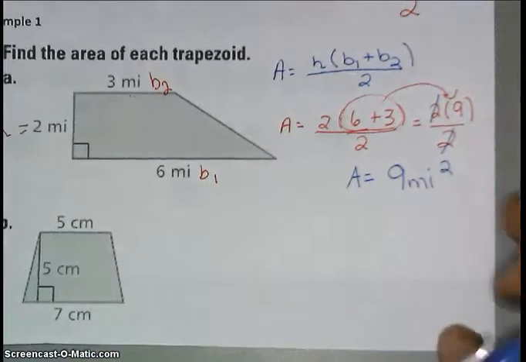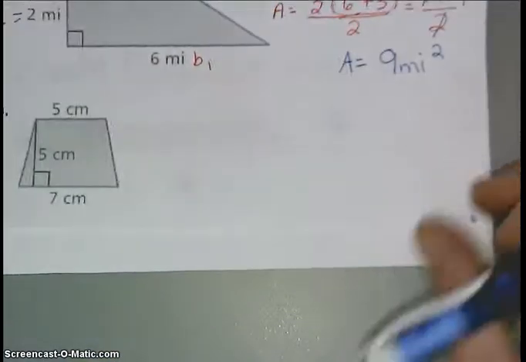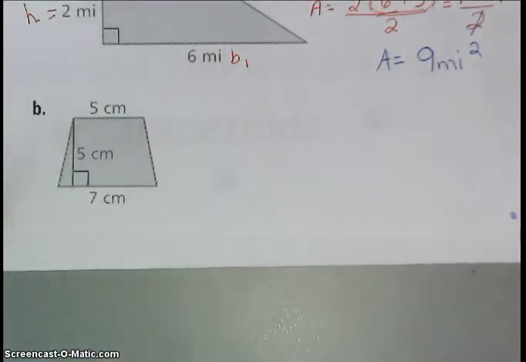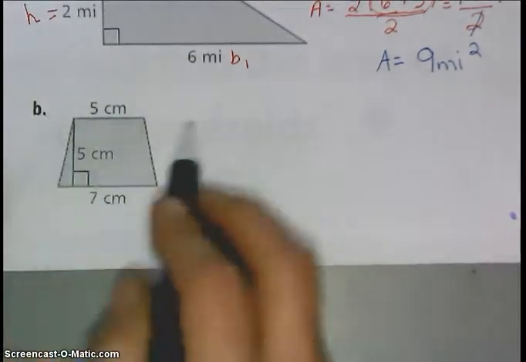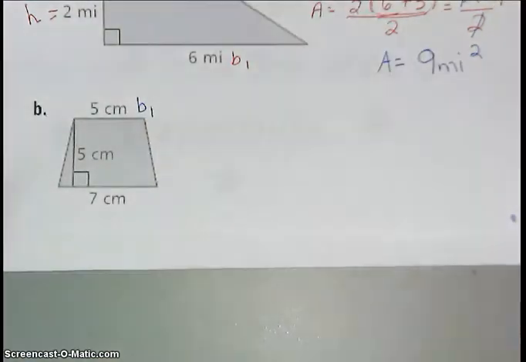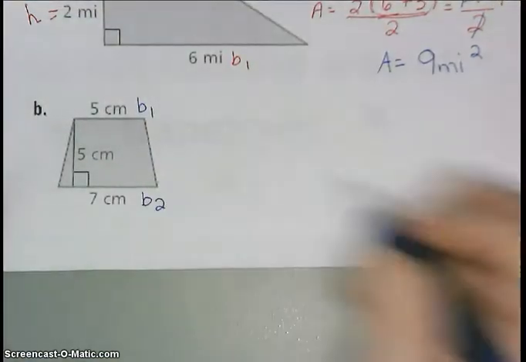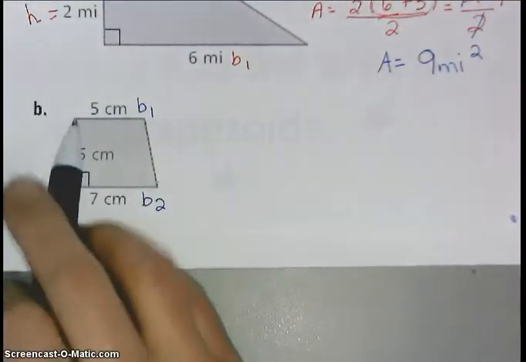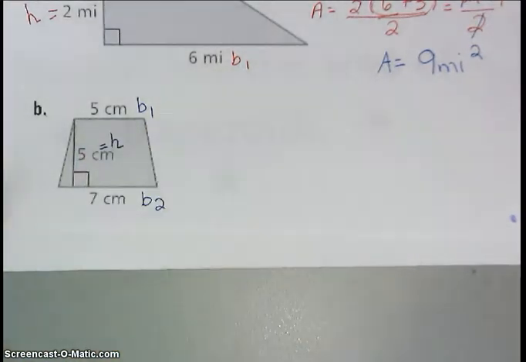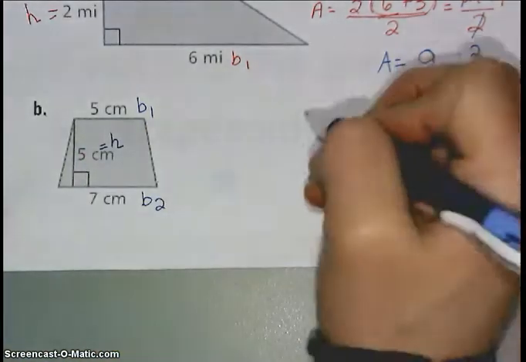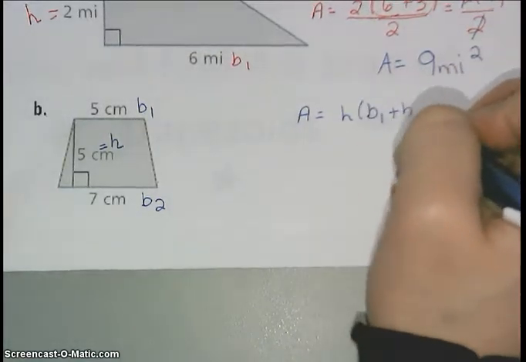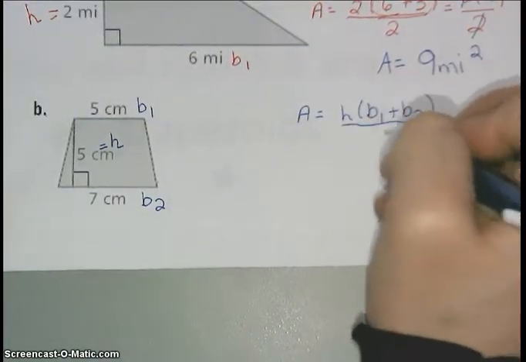Okay? All right, let's look at our second example. Looking at our second example, where's my base? Where's my height? Well, my parallel lines are here. So I know that this one is base 1, we'll call it, and we'll call this bottom one base 2. I look for my right angle, which is right here, so I know that 5 centimeters is my height. Okay, so we have a trapezoid. So once again, we need that trapezoid formula. Height, base 1 plus base 2, all over 2.